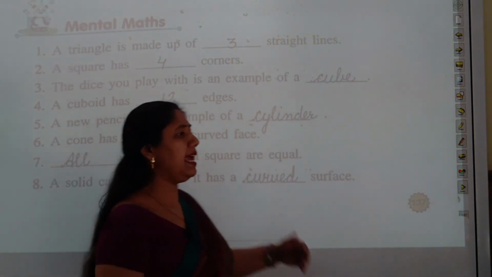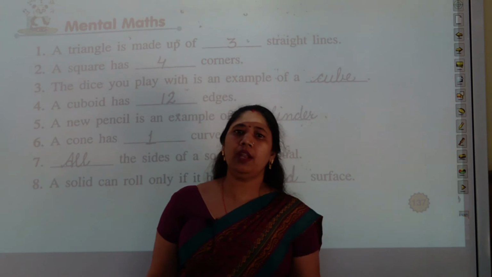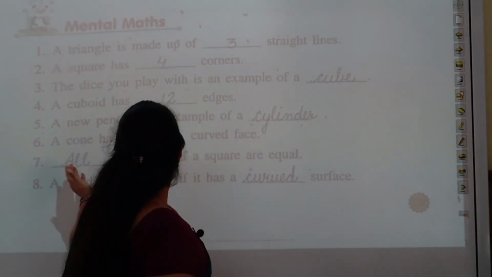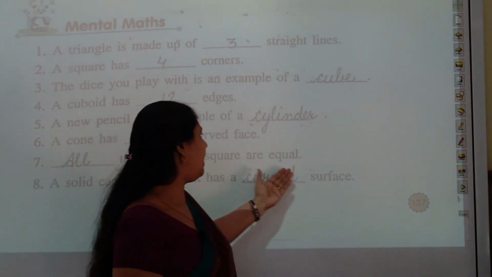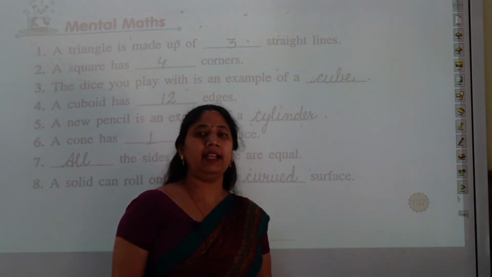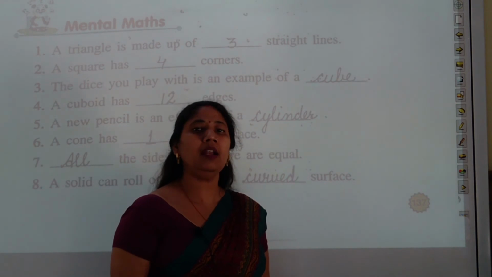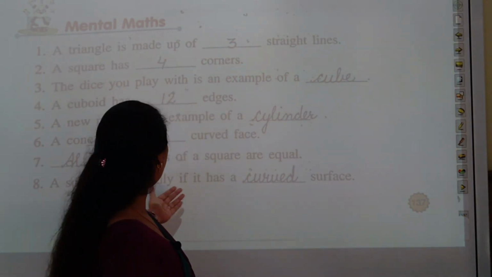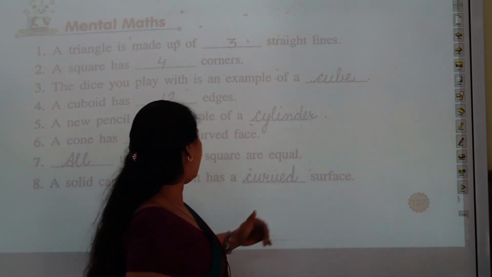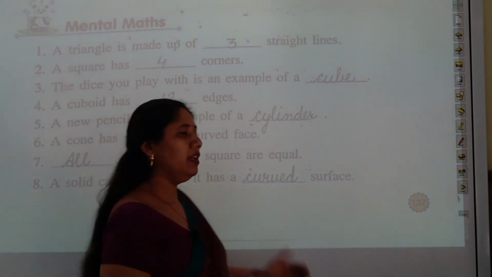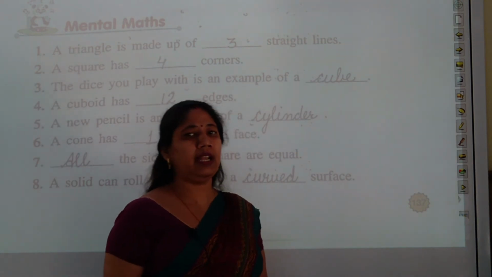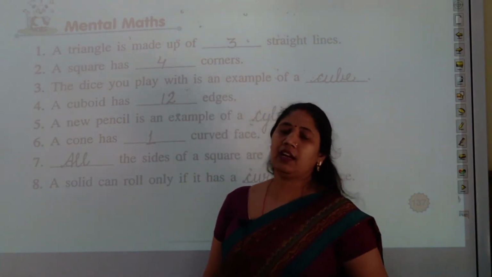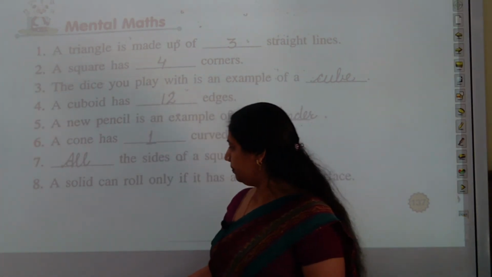A cone has dash curved face. A cone has 1 curved face, beta. All dash the sides of a square are equal. All the sides of a square are equal. A solid can roll only if it has a dash surface. A solid can roll only if it has a curved surface, because if there is a curved surface, it can roll.